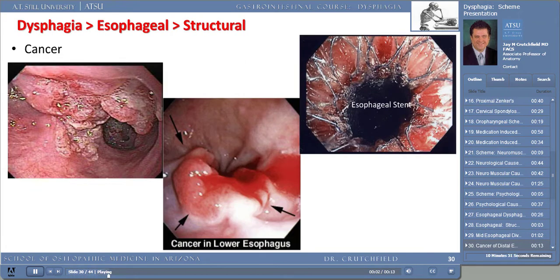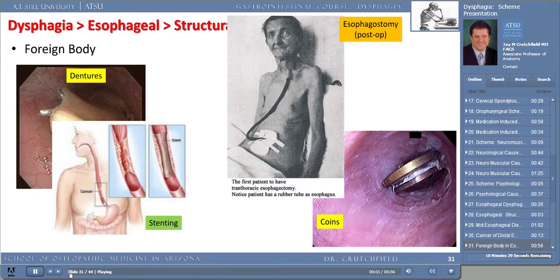Here's some very good pictures of cancer of the distal esophagus. It goes without saying that the patient can localize their dysphagia to the distal esophagus and would probably point to their xiphoid process. Of course, foreign bodies in the esophagus can lead to esophageal cause of dysphagia. Here we have a patient who swallowed their dentures, or a patient who has a couple of coins in their mid-esophagus. Even the stents that we put down to ease the symptoms of cancer can cause dysphagia.